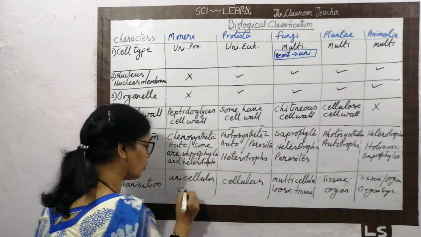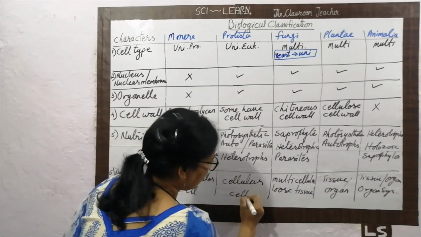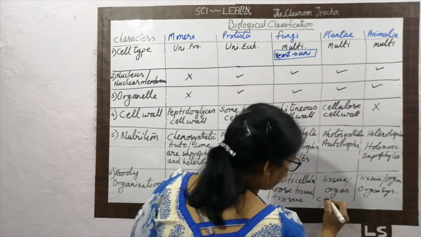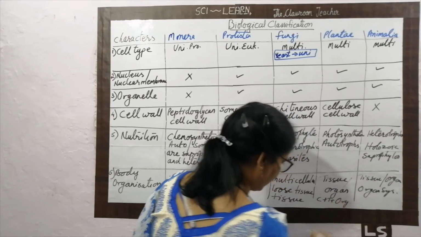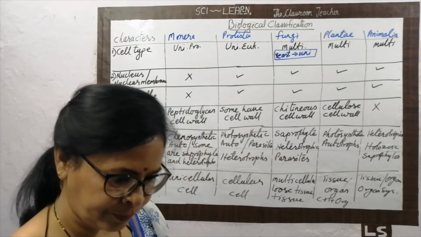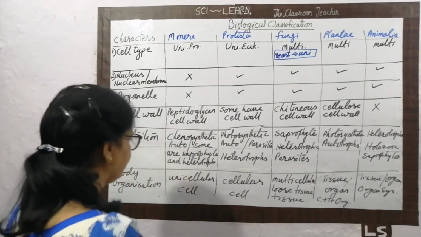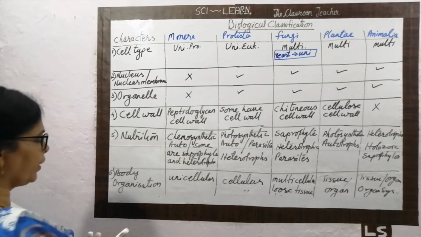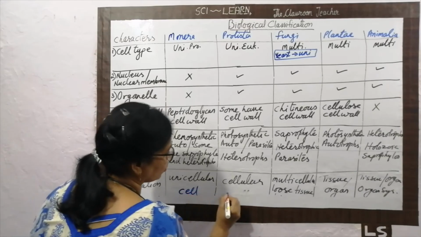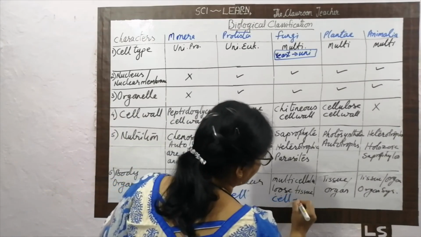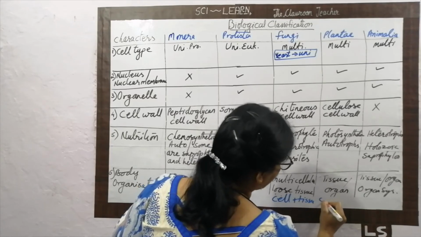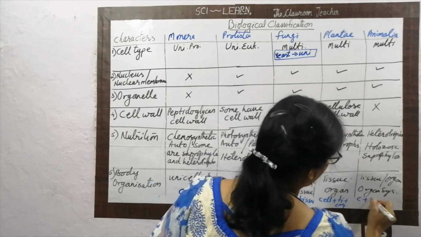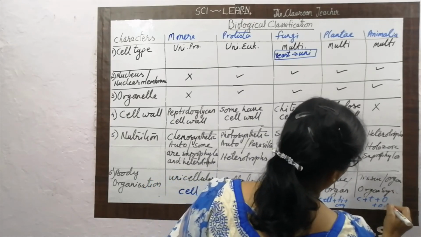So what happened here? Let's see it again. What is the body organization? Here only cell, here also the cell. What happened here? Cell plus tissue. What happened here? Cell plus tissue plus organ. What happened here? Cell plus tissue plus organ system.